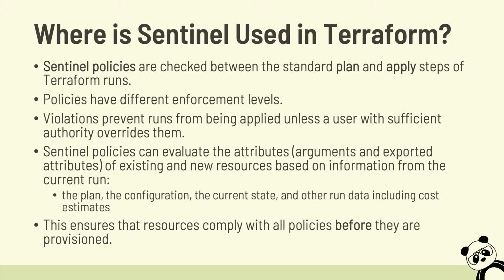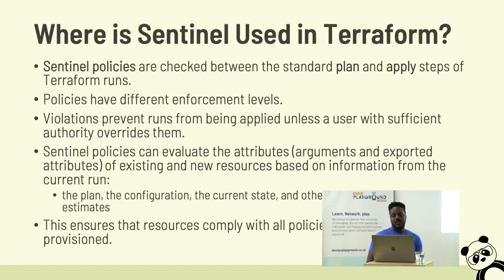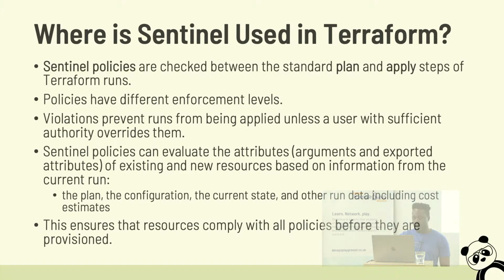So, where is Sentinel used in Terraform? It's run between the plan and the apply of a run. If cost estimates are enabled for a workspace, the Sentinel policies are checked after the cost estimates are collected. Arguments are the inputs to Terraform resources and data sources. Each resource and data source also exports certain attributes that are computed during the apply. These are called exported attributes. But since the arguments of resources are also exported, it is common to use attributes to refer to the union of a resource's arguments and exported attributes.